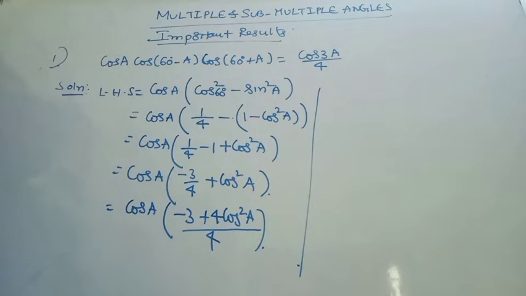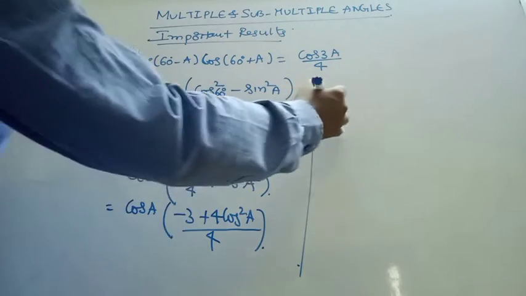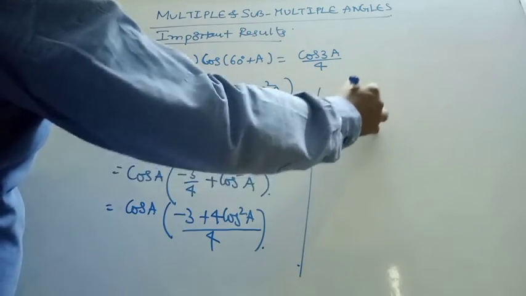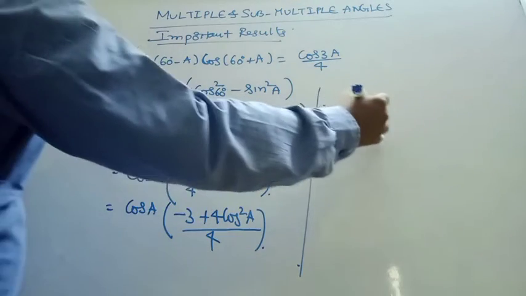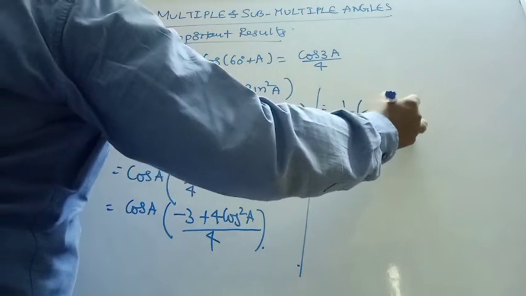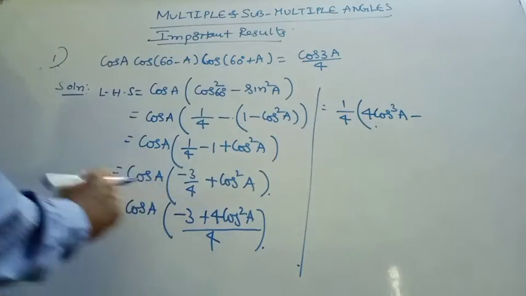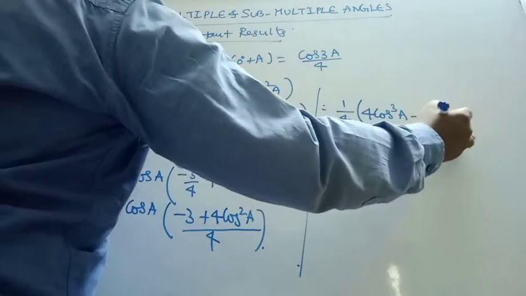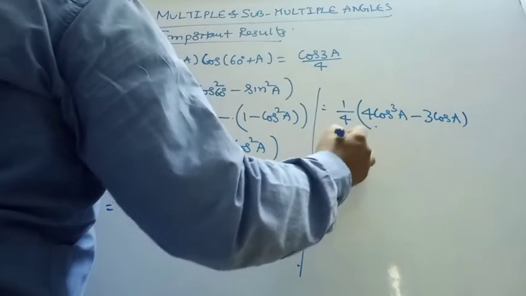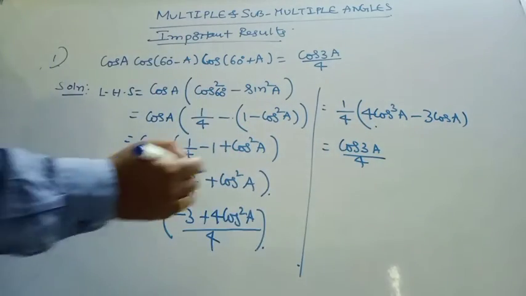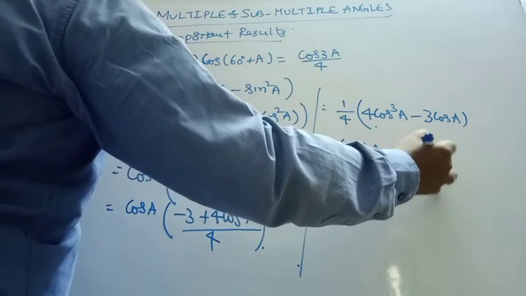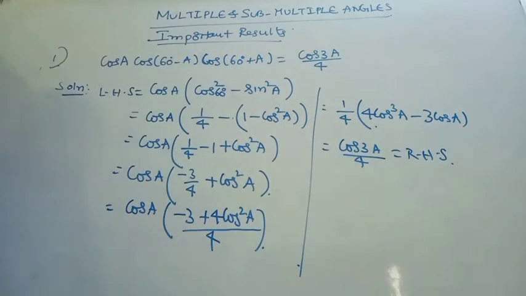Next, if you multiply this, what we will be getting? This is nothing but 1 by 4, let us take common, cos A into 4 cos square A becomes 4 cos cube A, 4 cos cube A minus 3 cos A, like this. Now this becomes cos 3A by 4. Wonderful. We have got now the right hand side part. You see, my dear students, cos 3A by 4.